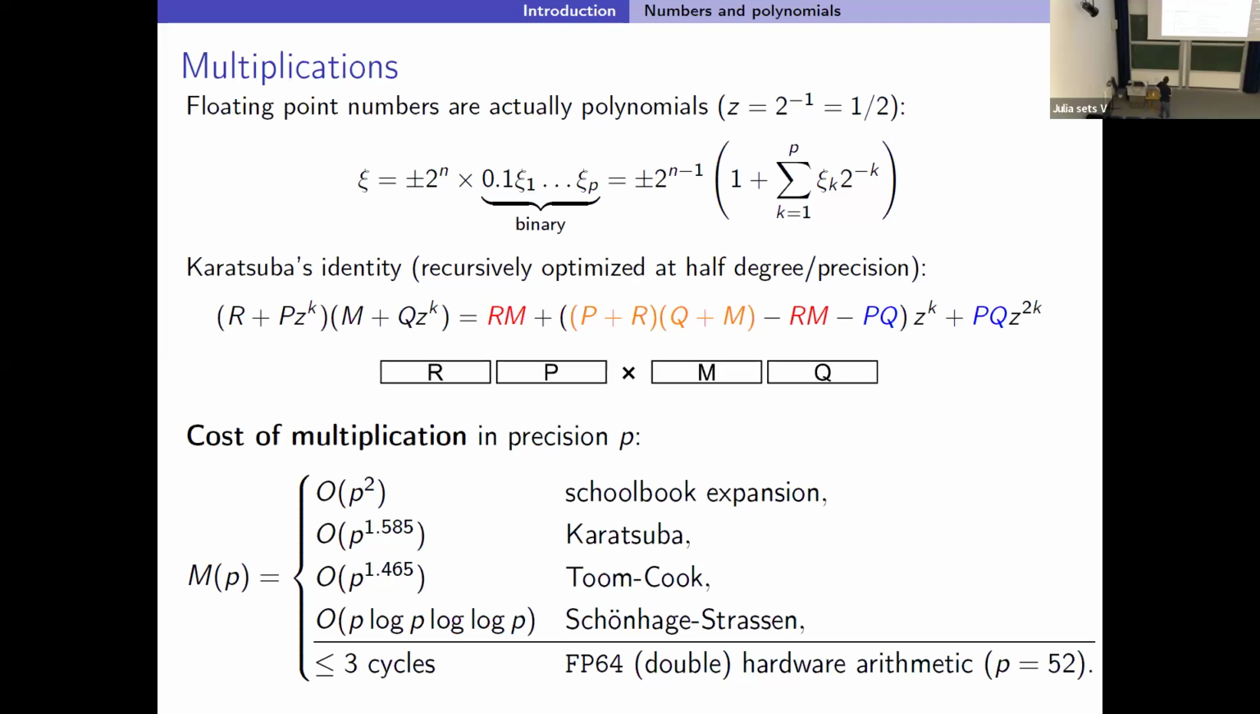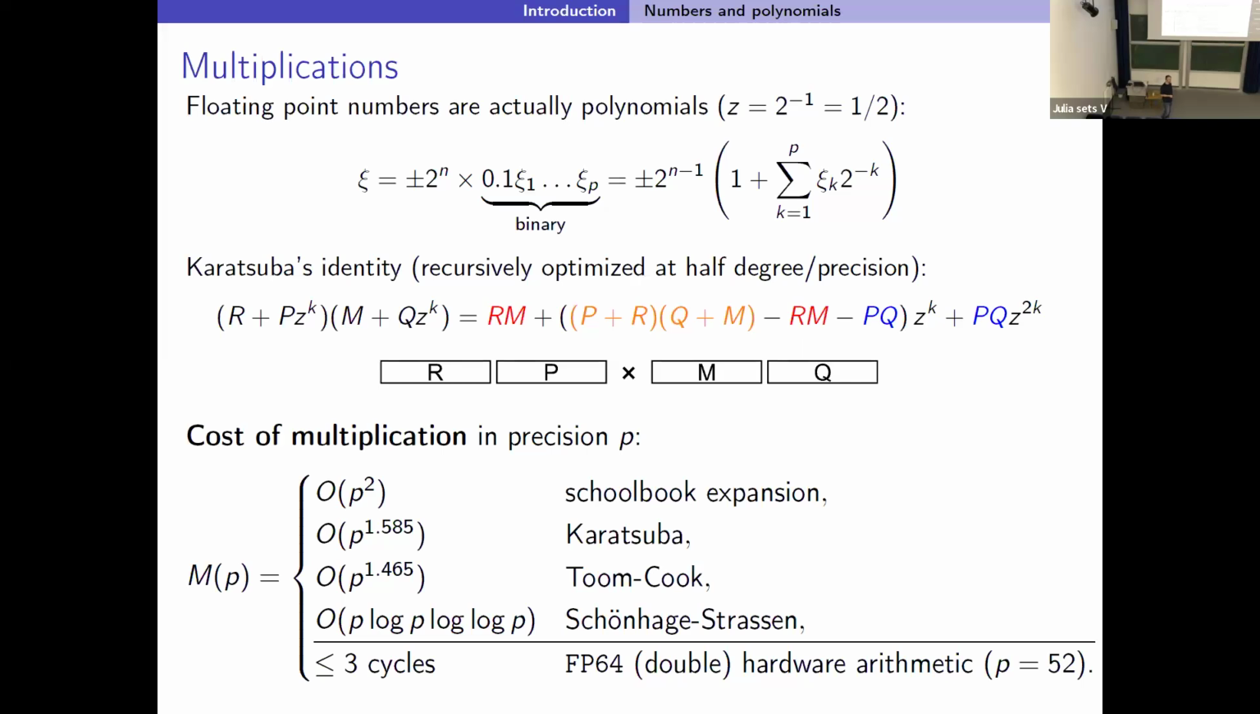But in this case, the constant here is astronomical. So it's an astronomical algorithm. You will never apply it. It will be maybe 10 to the 200. So you never want to do this in practice. But of course, the question is, how low can you go?